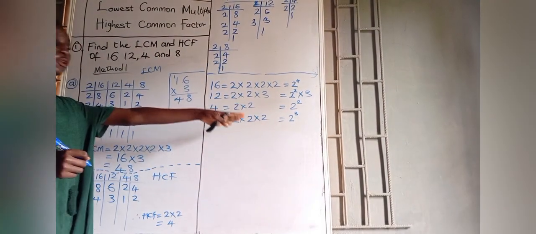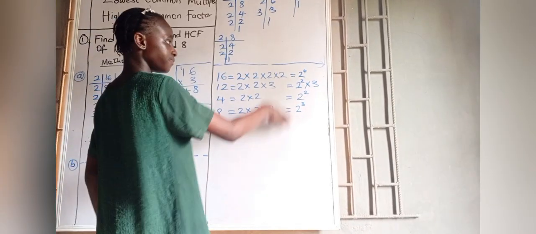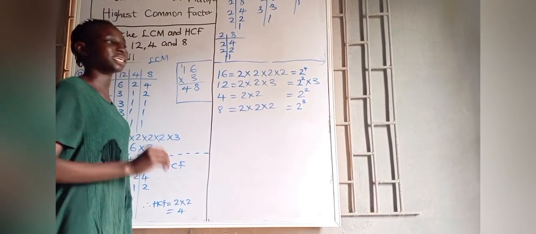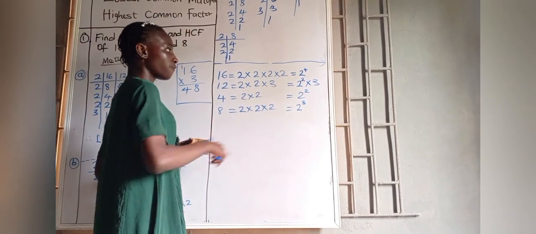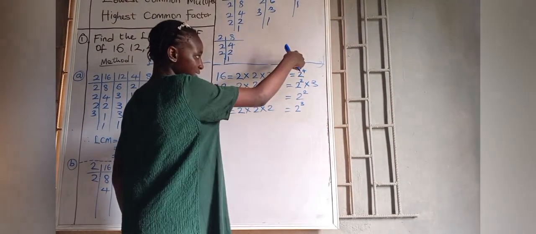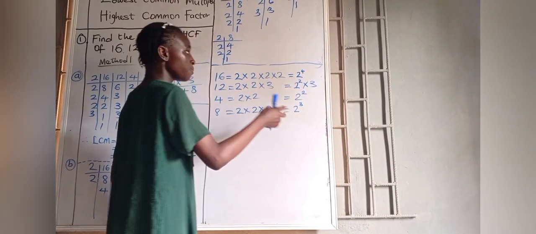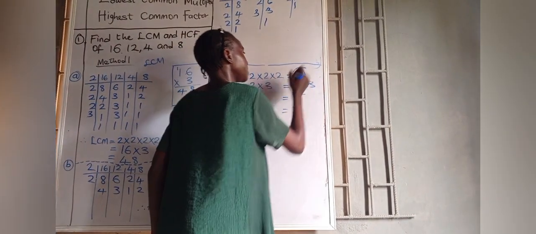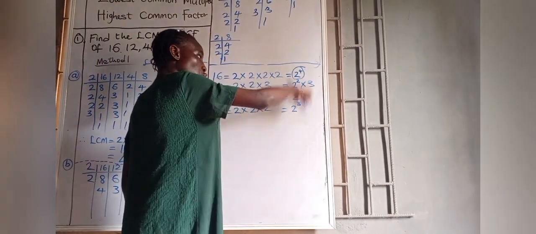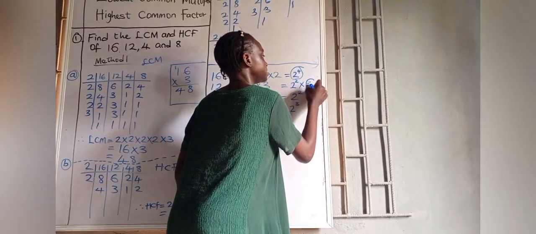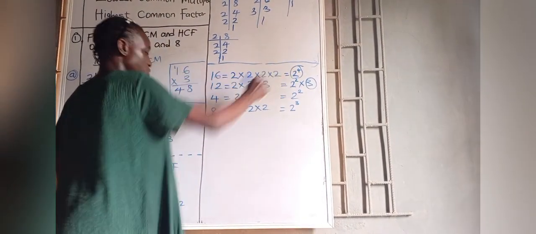Now that I've successfully put everything in index form, we are now going to pick the factor with the highest index. That's what we're going to use for this LCM. The factor with the highest index. So for number 2, which number has the highest index? This is 2 raised to power 3, 2 raised to power 2, 2 raised to power 2, 2 raised to power 4. So 2 raised to power 4, I'm picking this because it has the highest index. And for 3, this is the only 3 we are dealing with. I'll pick this. So we are going to multiply what we circled.